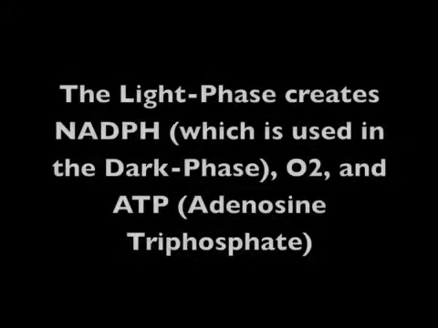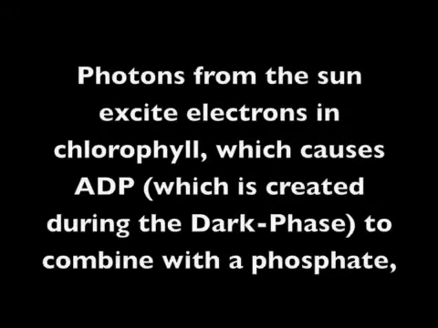Now for the light phase. The light phase creates NADPH, which is used in the dark phase, oxygen, and ATP, adenosine triphosphate. Here is a summary of what happens during the light phase. Photons from the sun excite electrons in chlorophyll, which causes ADP, which is created during the dark phase, to combine with a phosphate, creating ATP.